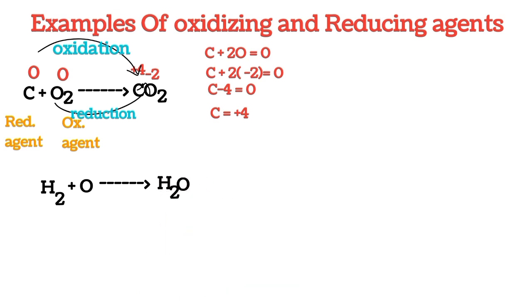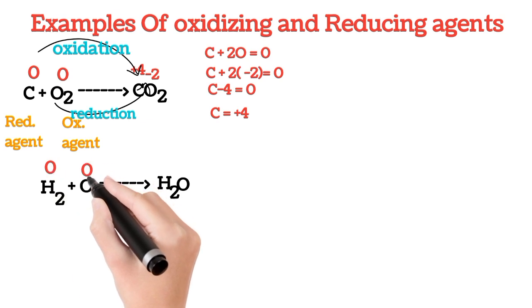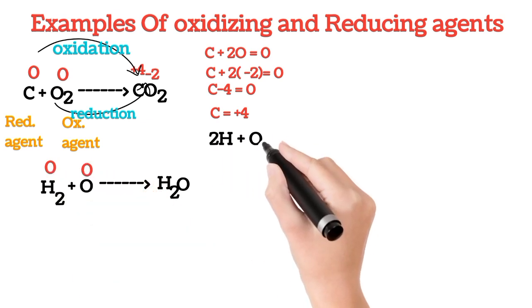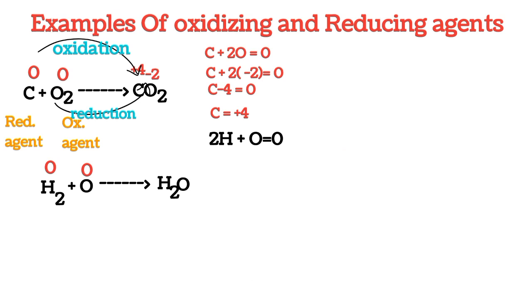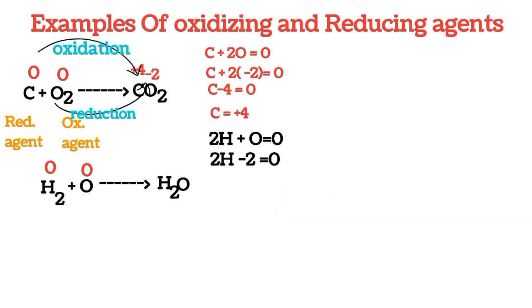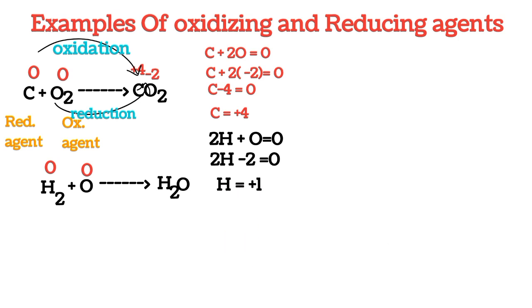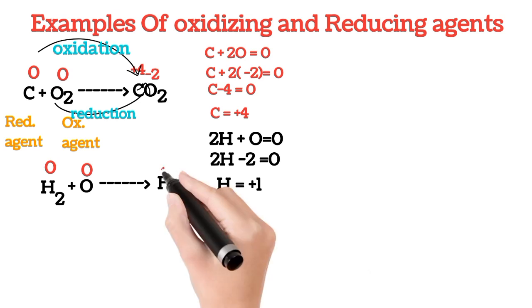Let's look at the reaction between hydrogen and oxygen. Hydrogen will react with oxygen to form water. Elements in the elemental state have an oxidation state of 0. So hydrogen has an oxidation state of 0 and oxygen an oxidation state of 0. To get the oxidation state of hydrogen in water, 2 atoms of hydrogen plus oxygen equals 0. 2 hydrogen minus 2 equals 0. So if you collect like terms and divide both sides by 2, we have hydrogen equals plus 1. So the oxidation state of hydrogen in water is what?